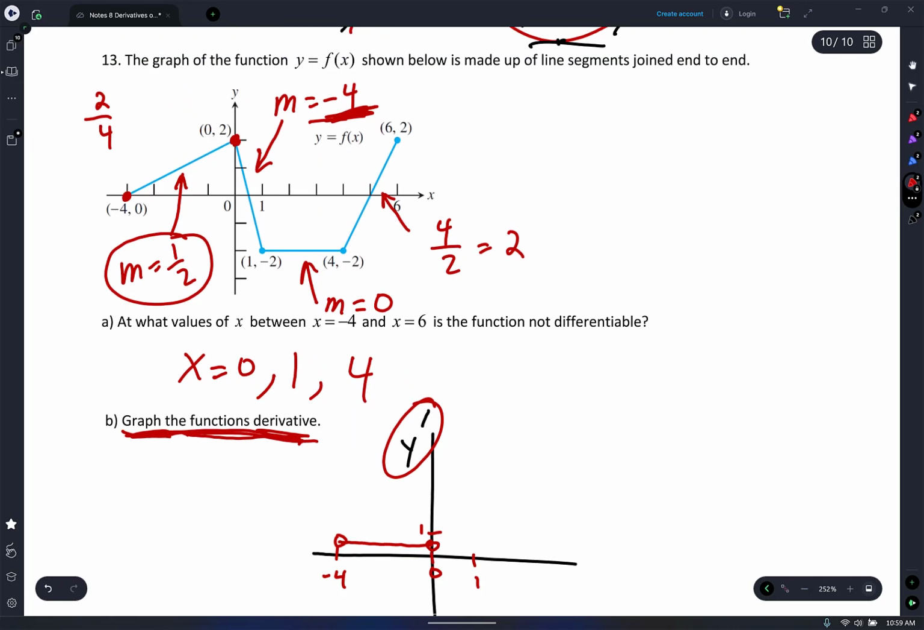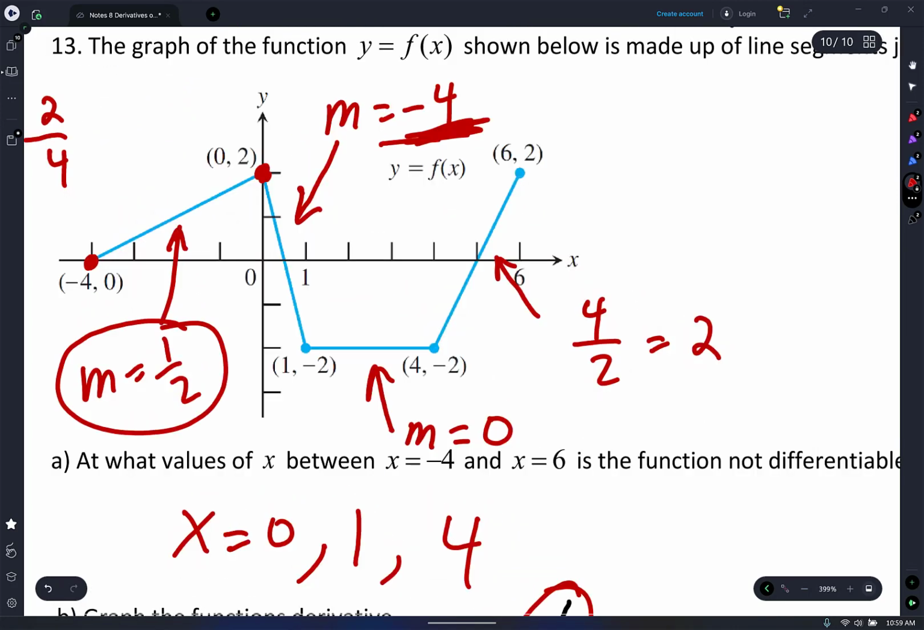No, these are your y's. I'm graphing the derivatives of this function. The derivatives of this function, which are, I'm just plotting the slopes of that function.